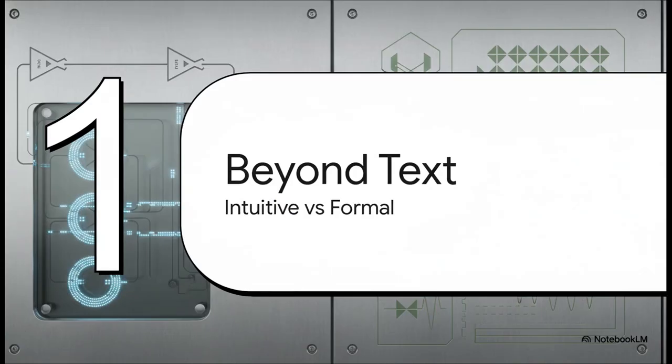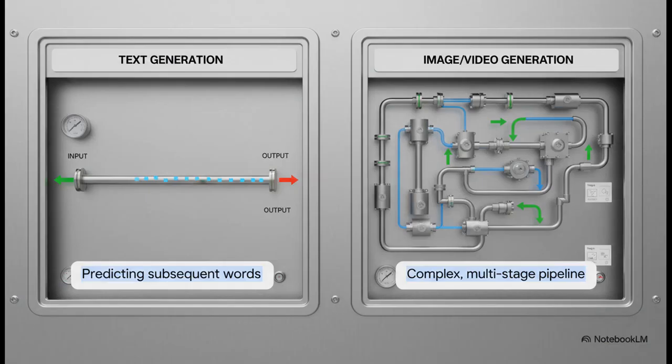Okay, so right off the bat, we've got to draw a line in the sand. There's how we think these systems work, and then there's how they really work. It's super easy to imagine an AI painting a picture like a person would, but the reality is much more of an engineering problem than an artistic one. And this slide gets right to the core of it.